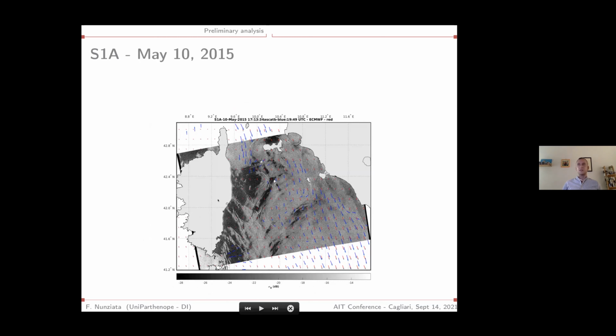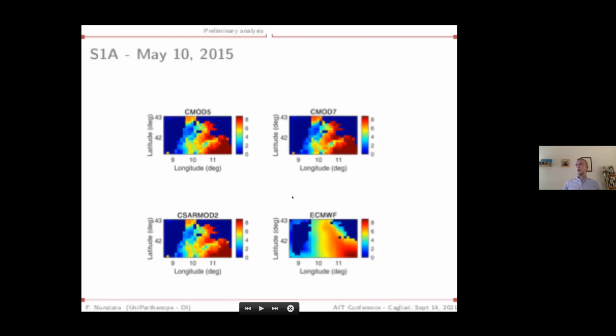Let me show another experiment. Here we are always in the Mediterranean Sea, now between Corsica and the Italian coast. The area is a bit more complex than the previous one. Again, we have some external wind information provided by ECMWF in red and ASCAT in blue, and these are the maps.